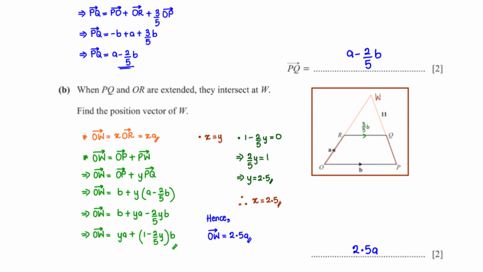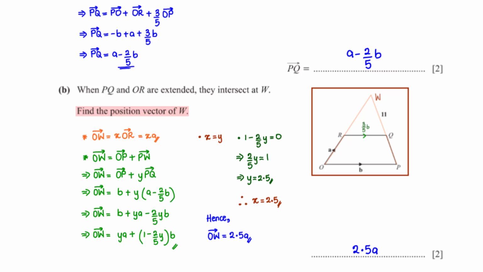When PQ and OR are extended, they intersect at W. Find the position vector of W. The position vector of W is the same as vector OW. The approach we'll be using for this question is to find two different ways to express the vector OW, then compare both vectors to be able to fully define the vector OW.